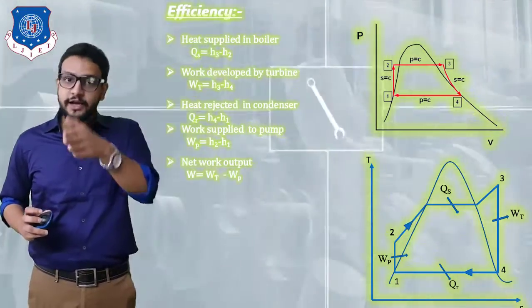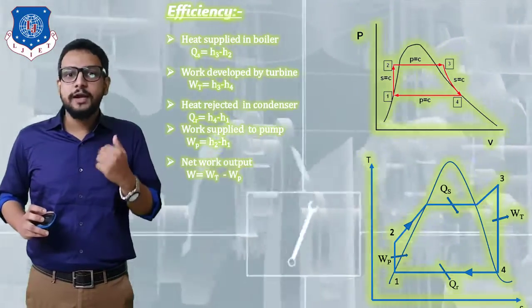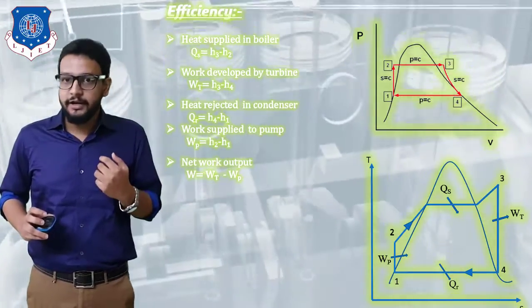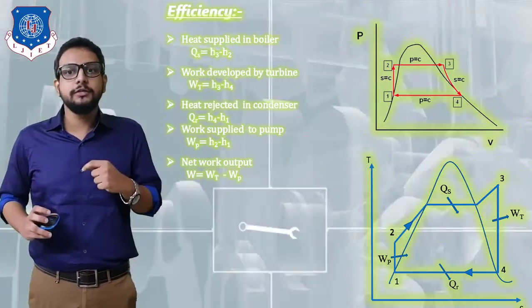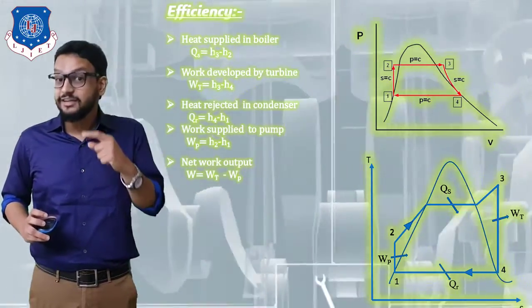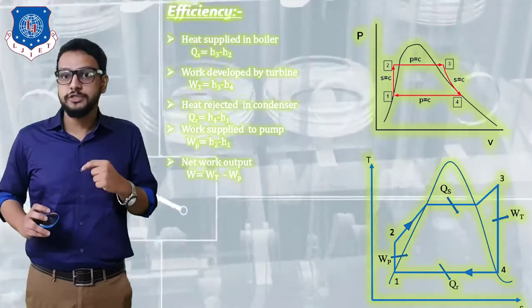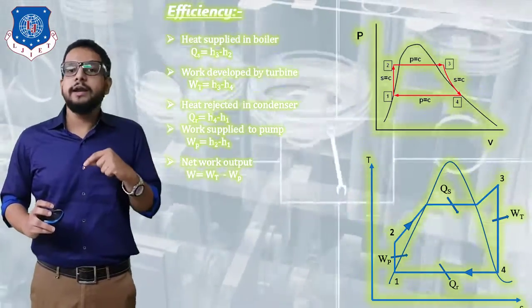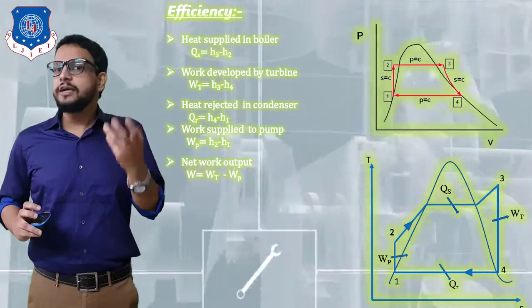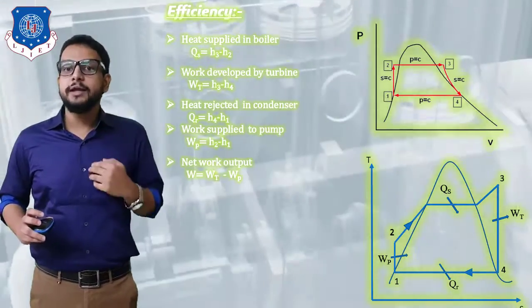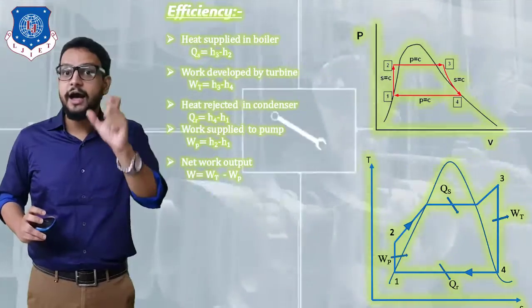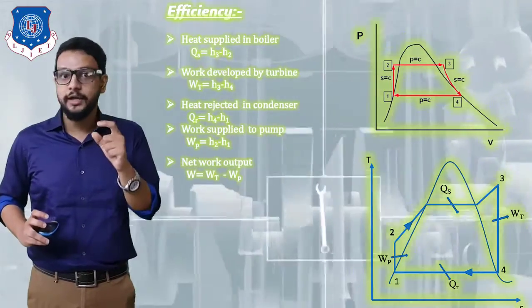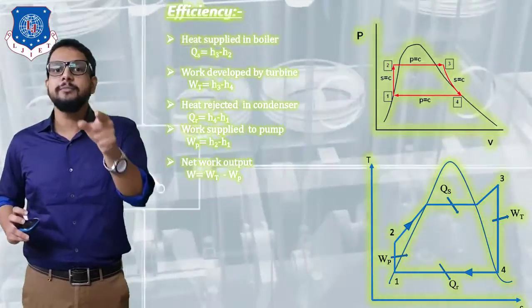So H3 minus H2. Now work developed by turbine, how much? So we would say WT, right? So we need to determine it in terms of enthalpy. Now see carefully the process from state 3 to state 4, that is our turbine process. At point number 4, at an exit of a turbine, enthalpy will definitely be lower, whereas at an inlet of a turbine, enthalpy is higher because the steam is a superheated steam. So we are going to take a higher value of enthalpy. Okay, so WT is equal to H3 minus H4.